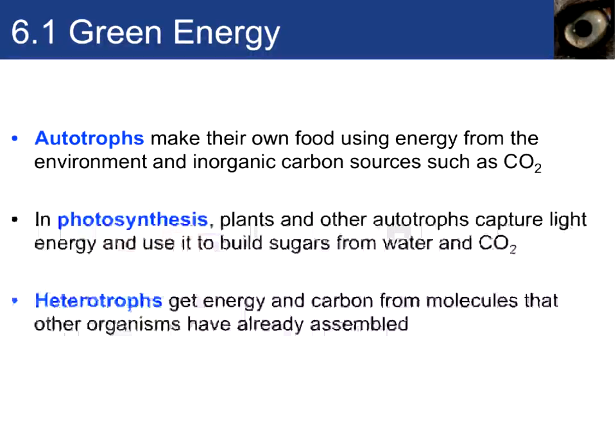The other type of organism is the heterotrophs. Heterotrophs get energy and carbon from molecules that other organisms, such as autotrophs and also heterotrophs, eat other heterotrophs. So they're using energy and carbon from molecules that other organisms have already assembled. All heterotrophs get their energy and carbon either directly or indirectly from autotrophs.